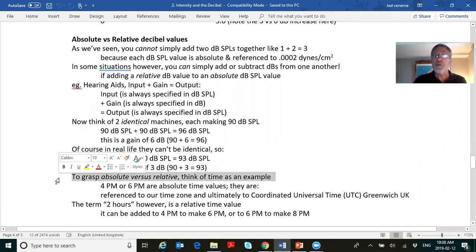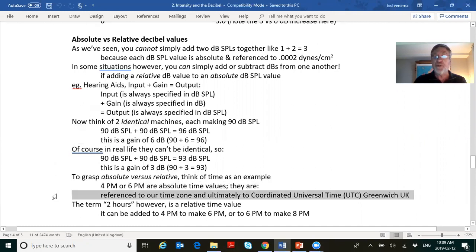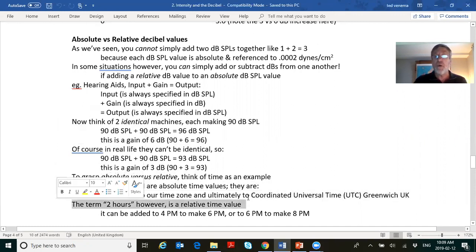To grasp absolute versus relative, think of time as an example. 4 p.m. or 6 p.m. are absolute time values. They are in reference to your time zone. The term 2 hours, however, is a relative time value. It can be added to 4 p.m. to make 6 p.m., or to 6 p.m. to make 8.